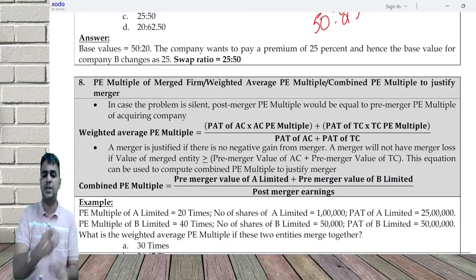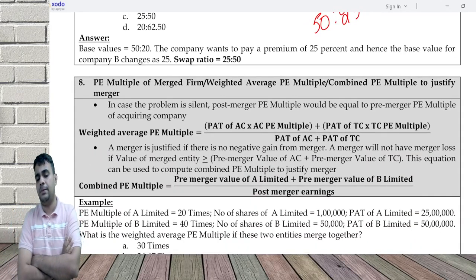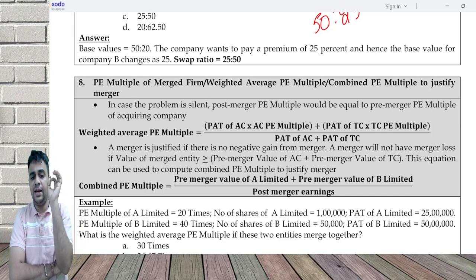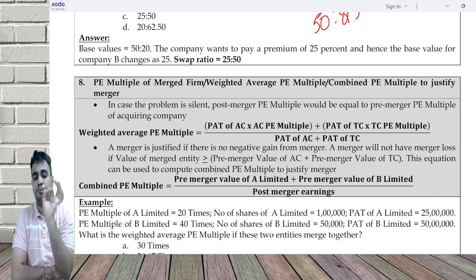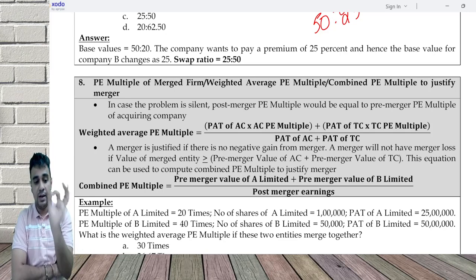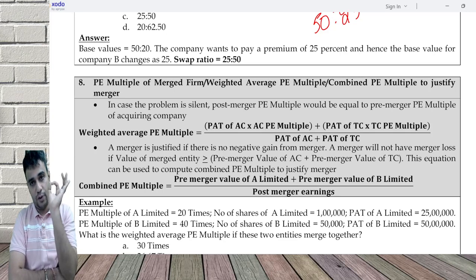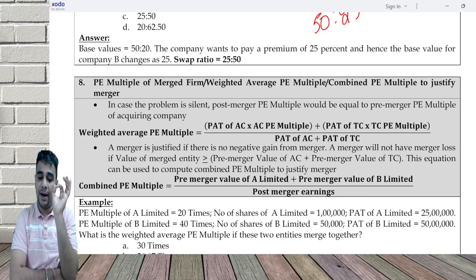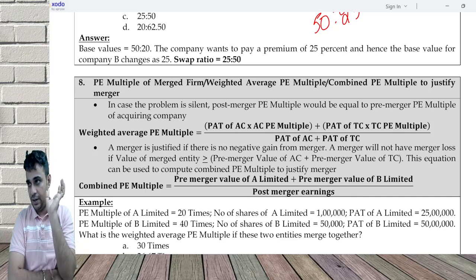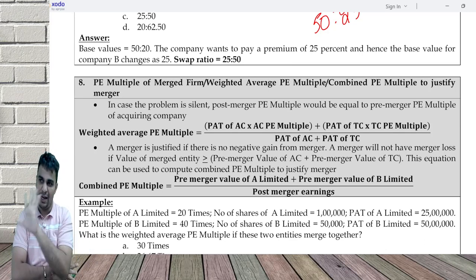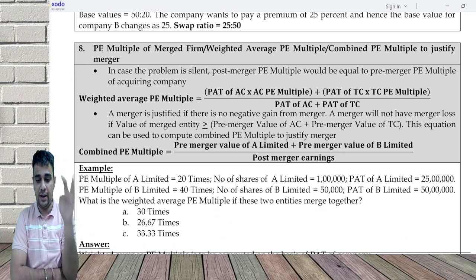P multiple of a merged firm, weighted average P multiple, combined P multiple to justify merger. What is combined P multiple to justify merger? I'll explain later. In case the problem is silent, post-merger P multiple would be equal to pre-merger P multiple of acquiring company. Weighted average P multiple, if you want to calculate, PAT of AC into AC P multiple, plus PAT of TC into TC P multiple, divided by PAT of AC plus PAT of TC. What is the third part? I'll explain later.